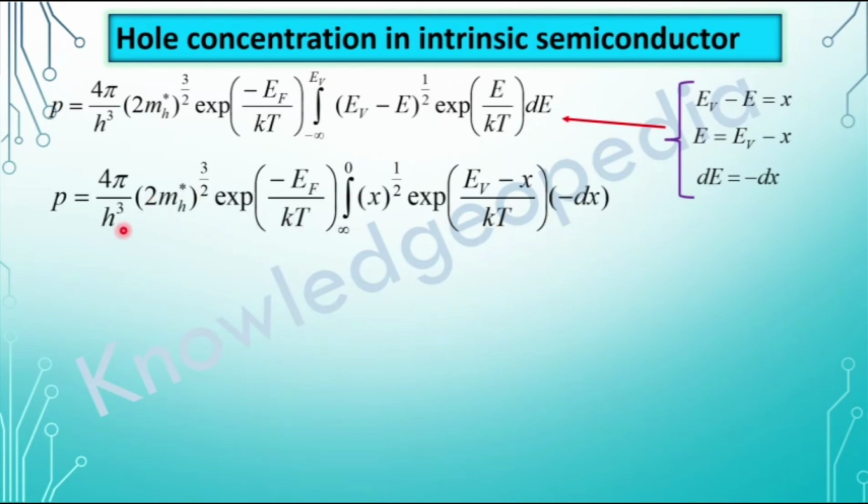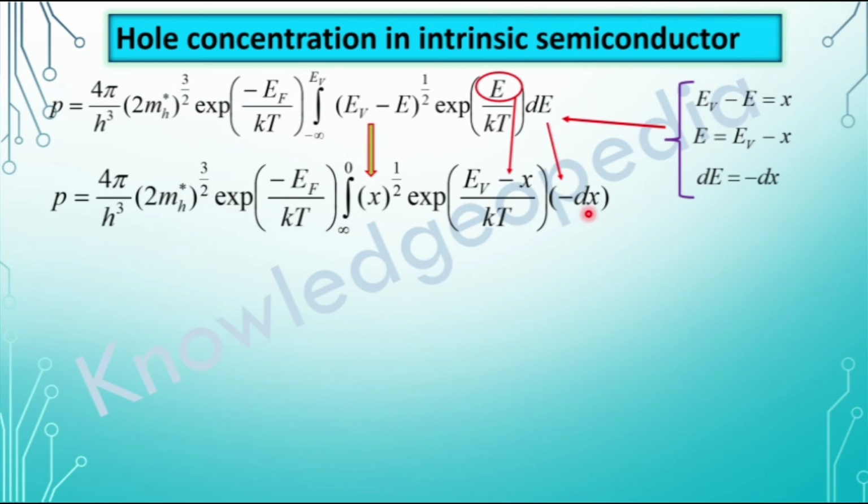Let us see what are the changes I have made over here. You can see this EV minus E is equal to x. So in place of EV minus E, I have written x to the power half. Then in the exponential, this E is replaced by EV minus x. What else? This dE is equal to minus dx.